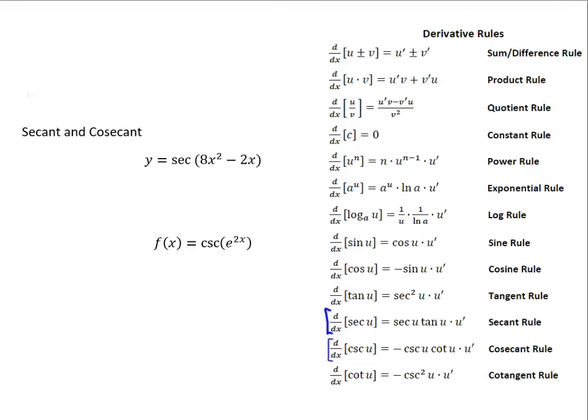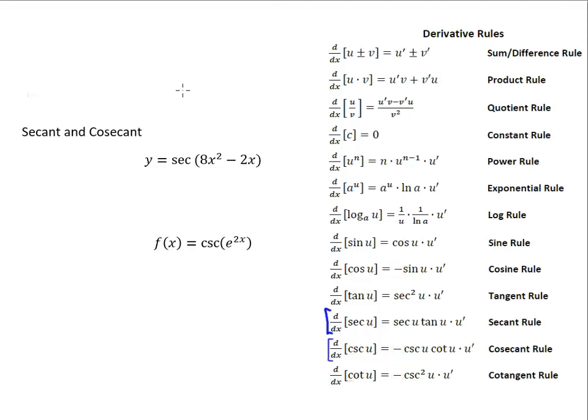you'll notice that 3 of them result in a negative derivative and 3 of them result in a positive derivative. If you notice the pattern here, cosine, which starts with a C, is negative. Cosecant is also negative, and it also starts with a C. And cotangent is negative, also starts with a C. So one way to remember is that the 3 trig functions that start with C have negative derivatives. I don't know if that's helpful or not, but it's nice to see that little pattern.